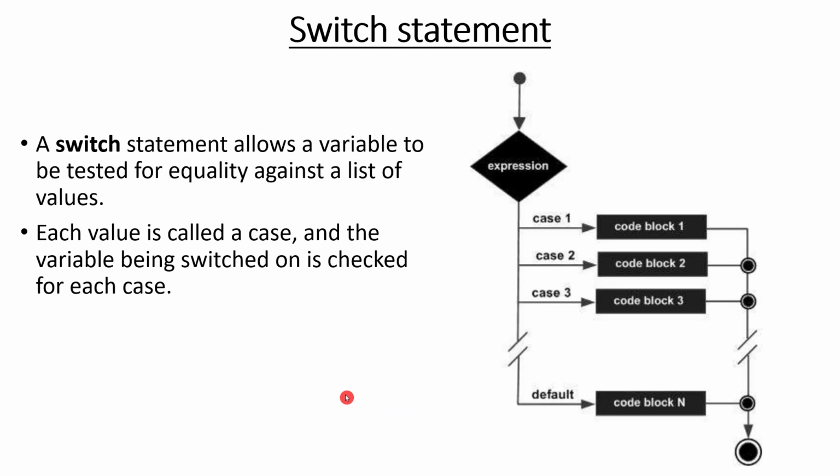Now we have the switch statement. A switch statement allows a variable to be tested for equality against a list of values. Each value will be called a case, and the variable being switched on is checked for each case. The flowchart shows an expression, and we have different cases defined. Based on the expression, it will switch to case one, case two, case three, or default. If nothing matches, then it comes to default.